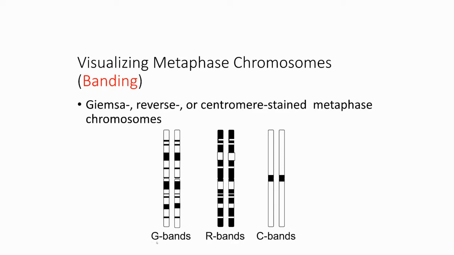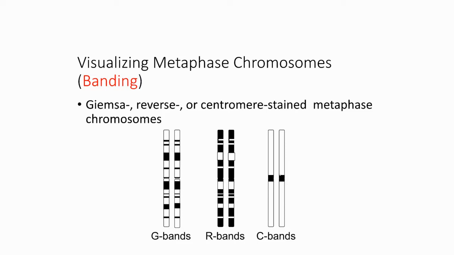Also, you can have an R band, right? For the R band, basically you have a very harsh treatment of the chromosome at like 87 degrees for 10 minutes before you apply the Giemsa, all right? Apply the Giemsa. Then you can have this R band. The R band basically can stain the chromatin region, okay?